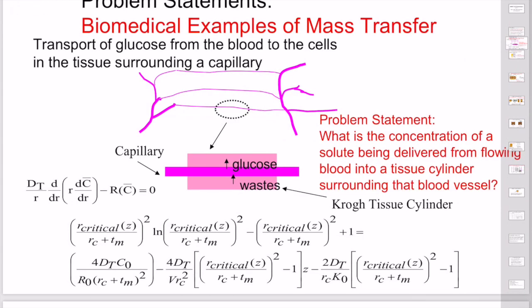This was an example that she gave showing the blood flowing through a capillary here. Here's the capillary. And you've got wastes coming from the tissue and glucose coming from the capillary out to the tissue. And it is passing in from the capillary into the tissue and through the tissue by diffusion. And the problem statement was, what is the concentration of the waste as a function of distance from the capillary, or the same for the glucose?